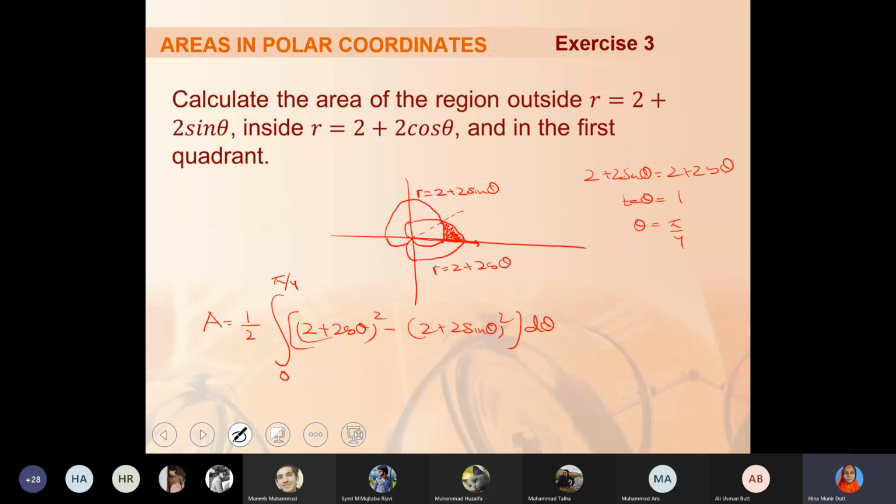Whether you are asked to sketch the region or not, you are supposed to sketch the region first. Whether or not the question explicitly mentions that you have to sketch, you have to sketch, otherwise you will get a wrong answer.